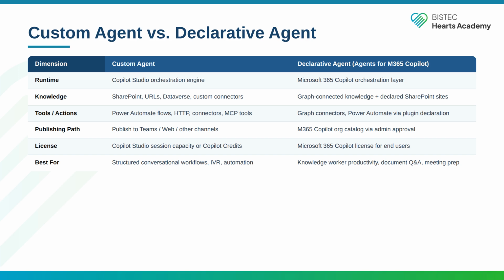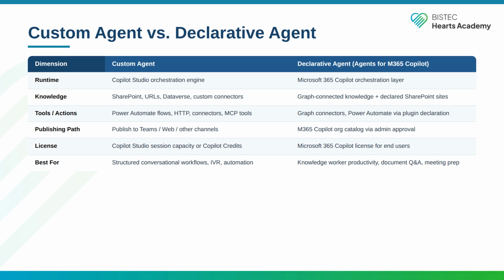Declarative agents are best suited for knowledge worker productivity scenarios, document question and answer, meeting preparation, and policy lookup over graph-connected organizational content. The decision framework for choosing between them.